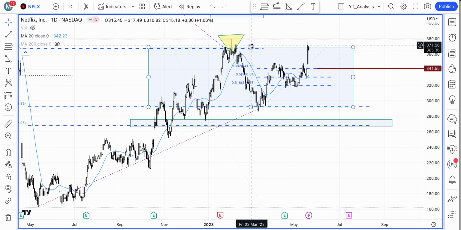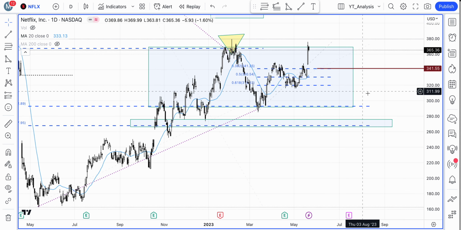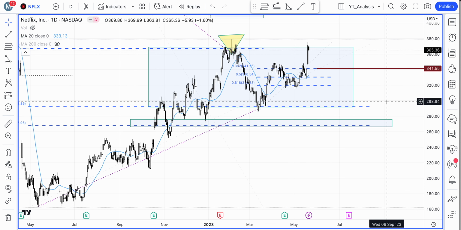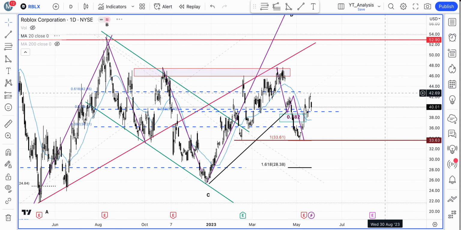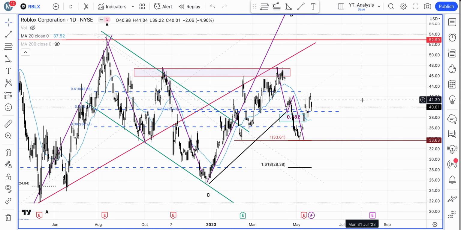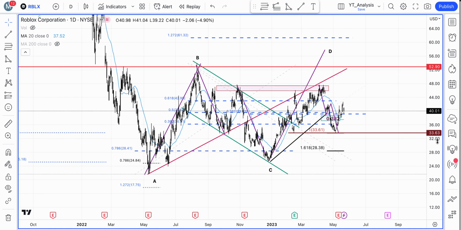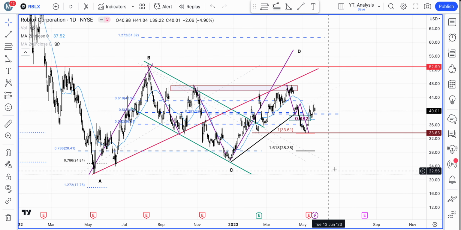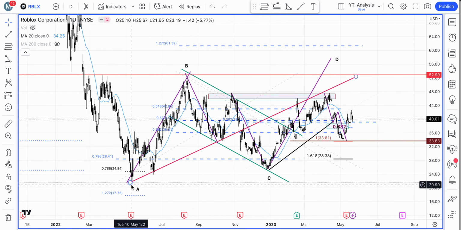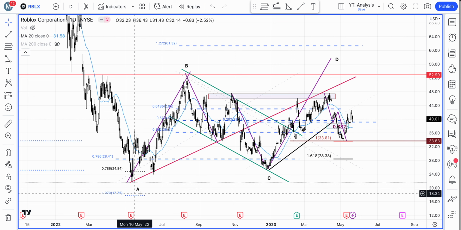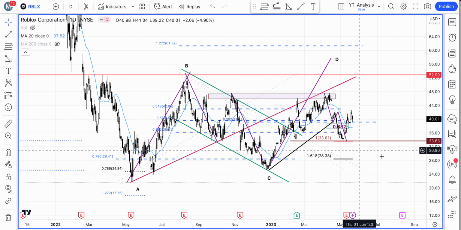For now, we are just waiting and watching the price action, and really watching carefully the $341 per share level. Let's take a look at Roblox. So Roblox stock has in fact been in a long consolidation for about a year now. On the 10th of May 2022, that's when it formed a low, and it's just been going sideways.